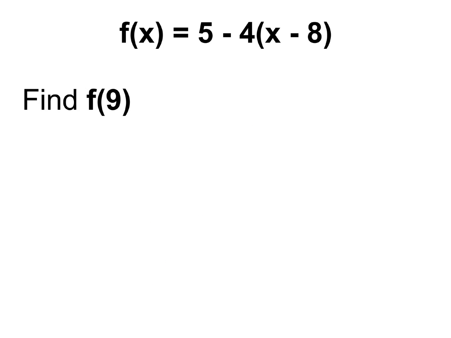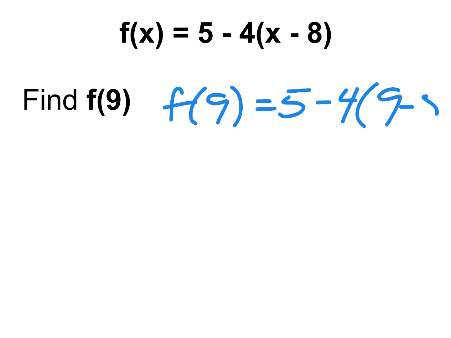Alright, so this one is set up a little differently, notice. It's in function notation, and we're being asked to find f of 9. Remember what f of 9 means. The 9 is in the parentheses. That's where the x normally goes. So it's telling us that x is 9. So I'm going to take that and I'm going to plug it in for x in the equation. So I'm going to write f of 9 equals 5 minus 4 times (9 minus 8). That's the first line that we have to write in there. That's just plugging the 9 in.